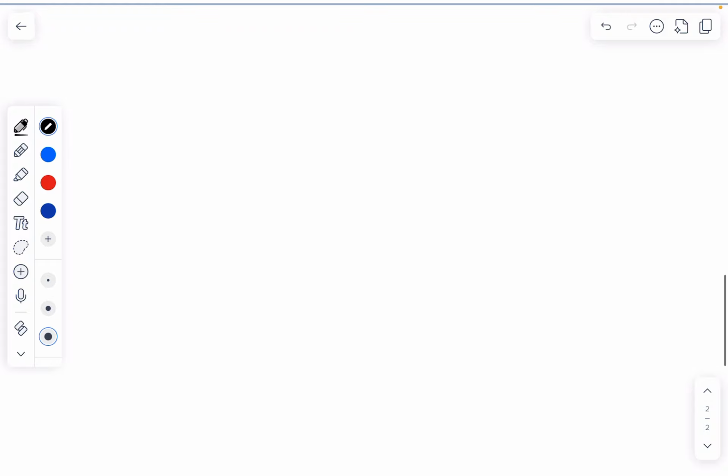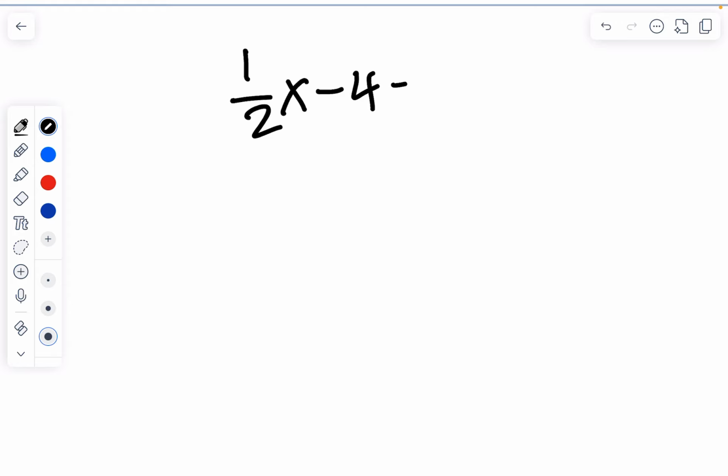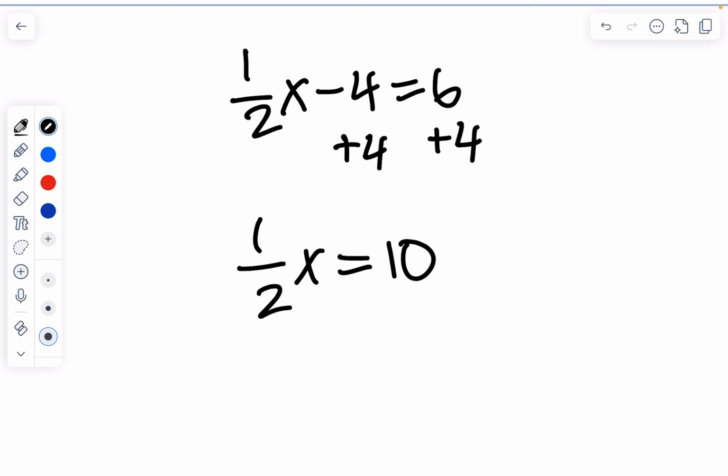Alright, next let's try a new example. This time, let's try it with fractions. So, 1/2 x minus 4 equals 6. So this time, again, you have to add 4 on both sides to cancel out this 4. So we can do a plus 4 here to get 1/2 x is equal to 10. So since we have 1/2 x is equal to 10, we can cancel out the 1/2 by multiplying both sides by 2.